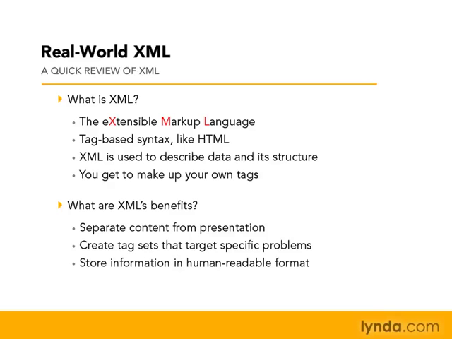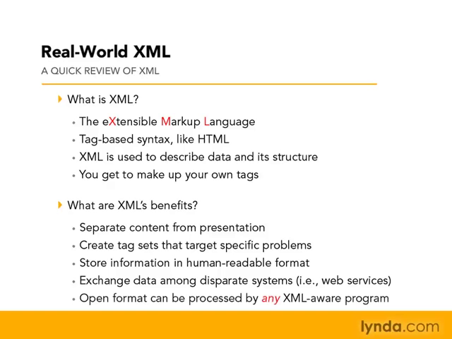XML stores information in a way that people can easily understand. So even though XML may be intended to be consumed by another computer system or a machine, it's still in a format that a person can read and understand with some time and depending on how large the XML file is. XML allows you to exchange data among disparate systems using technologies, for example, like web services. So two systems that may never have been designed to talk to each other can use XML to exchange data among them. And finally, XML is an open format and it's text-based, so it can be processed by any program that happens to be aware of XML.